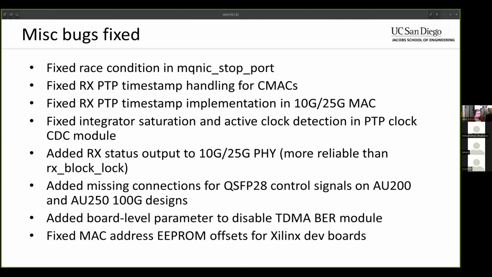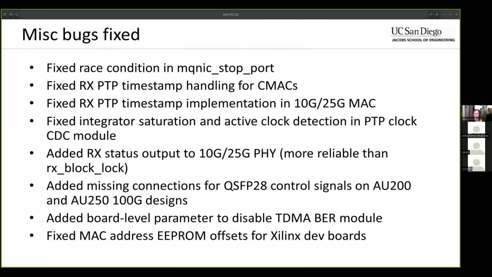So that all now works. And in doing so, I discovered a couple of bugs in the PTP CDC module. So I fixed those. There's an issue with the integrator saturation and then how I was handling some active clock edge detection stuff. That's now fixed. Another thing I did, this is more of an improvement than a bug fix, is I added RX status outputs to the 10 gig, 25 gig PHY module.